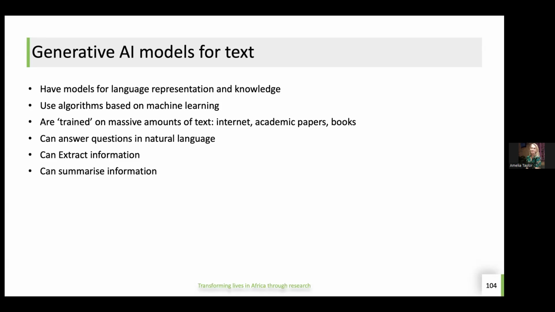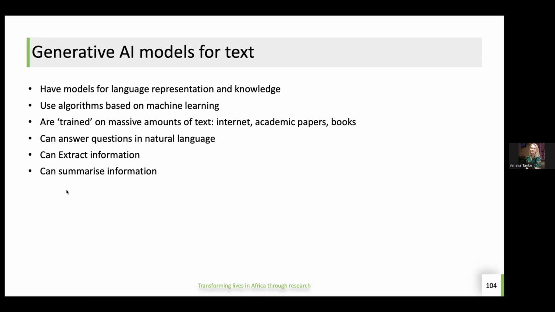So anyway, machine learning, so models for language representation. They represent language in some way, vectors, numbers, and so on. They use machine learning, and these models are trained on massive amounts of text. And they are able to answer questions in natural language, so you can converse with them. They can do complex tasks like extracting information, summarizing. So pretty impressive tasks, which we associate with human intelligence.